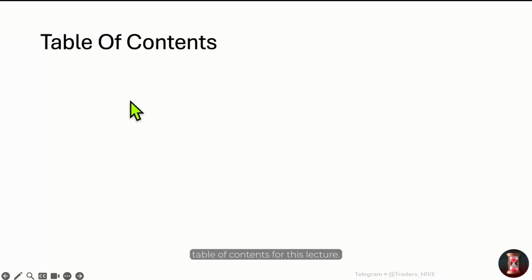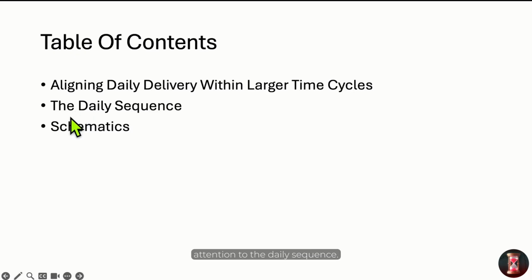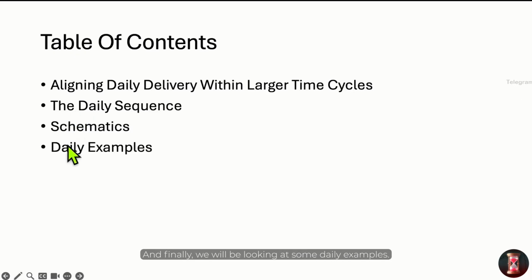Let us take a look at the table of contents for this lecture. First of all, we will be taking a look at aligning the daily delivery within larger time cycles. Secondly, we will be paying attention to the daily sequence. Thirdly, we will be paying attention to some schematics. And finally, we'll be looking at some daily examples.